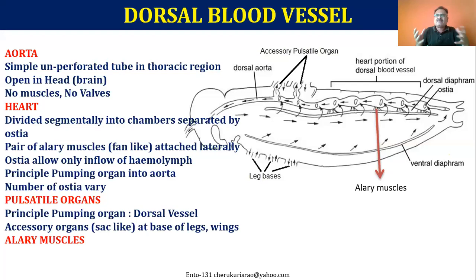But the interesting thing is the blood should keep on moving. It should not be static. So that's the reason for a pulsatile organ, which is the heart. The heart is the principal pulsatile organ. And they also have accessory pulsatile organs, small pumps at the base of the legs and at the base of the wings, so that the blood is pumped inside the veins of the wings. The blood is pumped inside the coxa, trochanter, tibia.